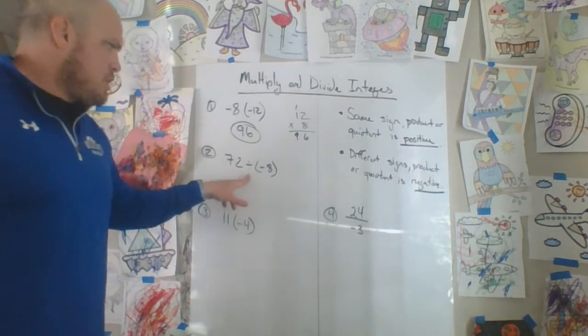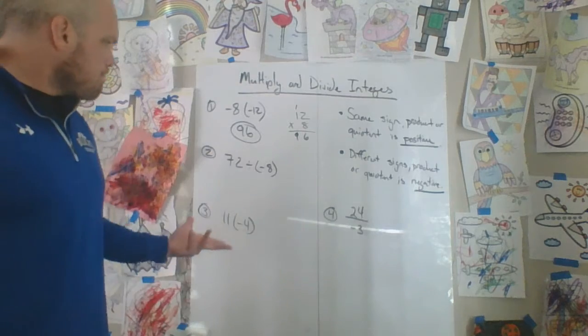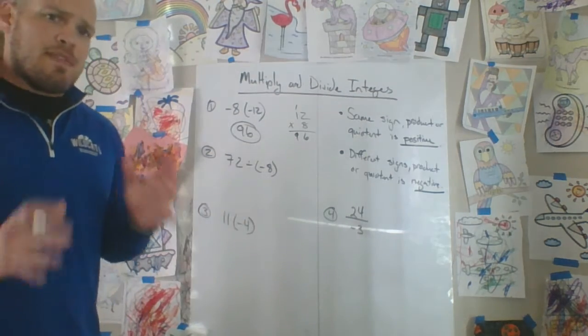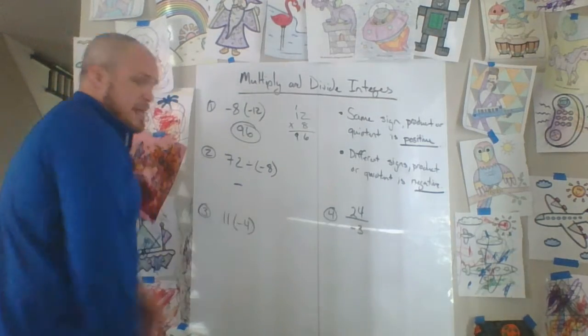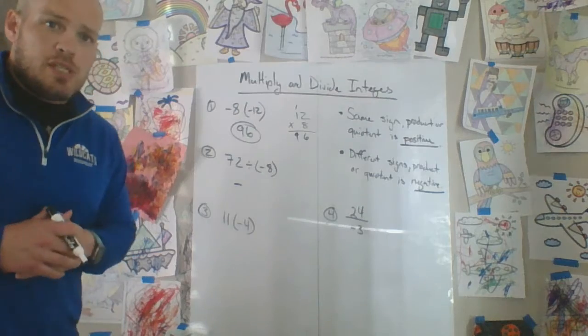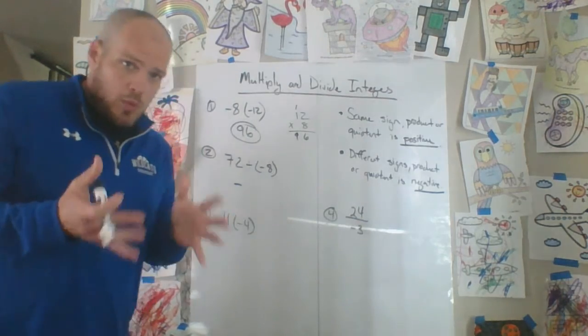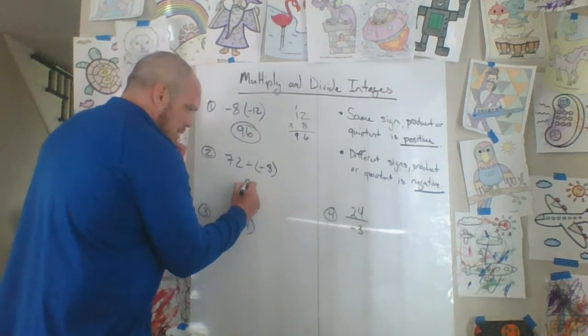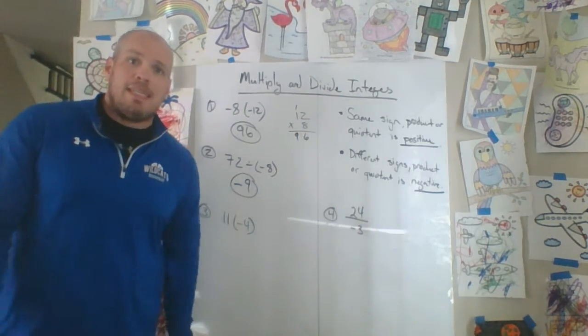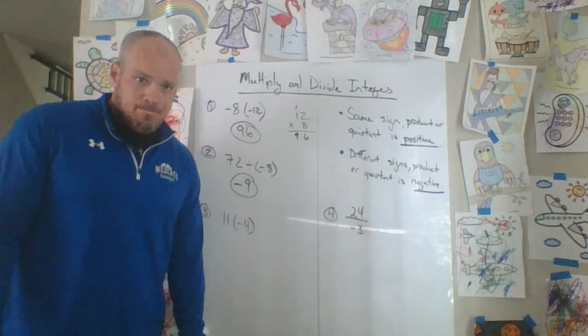Number two, 72 divided by -8. Well, 72 is positive. 8 in this case is negative. So they have different signs. So I know my result is going to be a negative answer. Well, how many times does 8 go into 72? If you know your multiplication tables, hopefully you do, it's 9 times. So my answer for 72 divided by -8 is going to be -9.